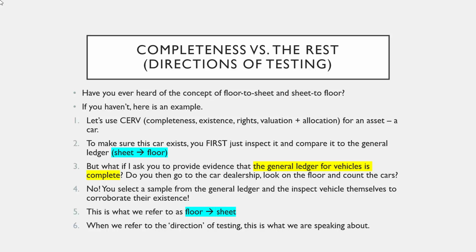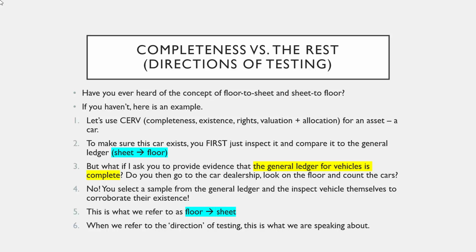To make sure this car exists, what do you do? Take a sample from the general ledger and you go and inspect the car on the car floor. So you go from the sheet, which is the general ledger, to the actual floor. To make sure that the car has been calculated correctly, you go from the general ledger to an invoice, and you assess that invoice that we purchased it for to ensure that the amounts correspond.